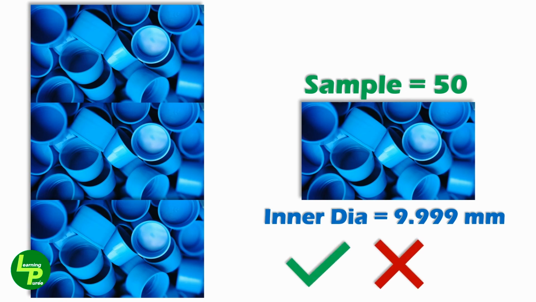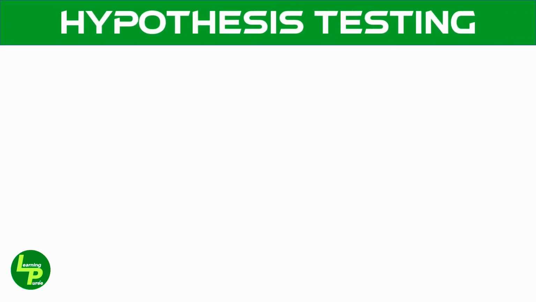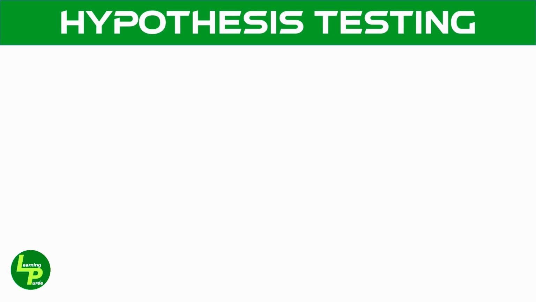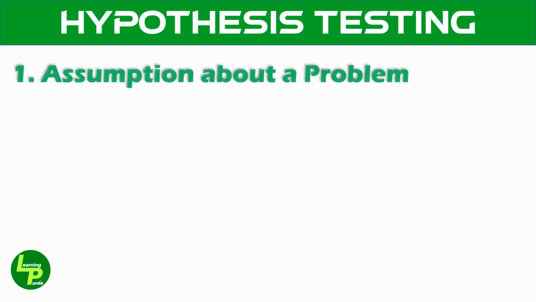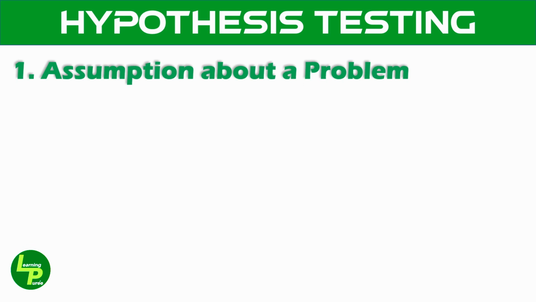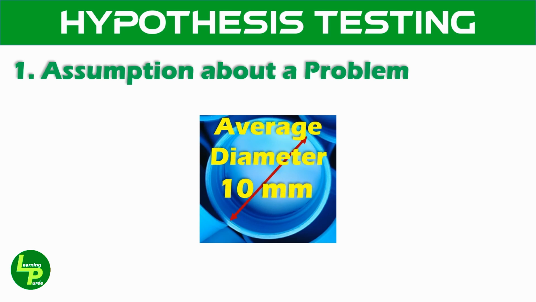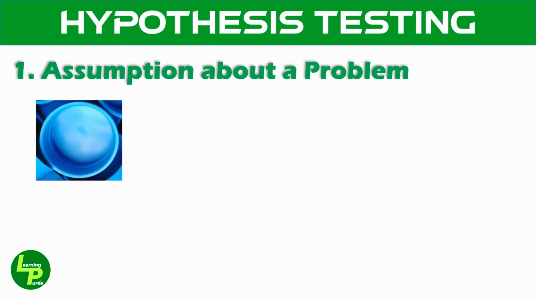This is one instance where we must resort to statistical hypothesis testing to answer the question. Let us use the 3 steps mentioned earlier for hypothesis testing. In the first step, we will make an assumption about the problem. We know from the data provided to us that historically the manufacturer was able to manufacture a cap with an average diameter of 10 millimeters. This is the average diameter observed over several batch runs in the past.